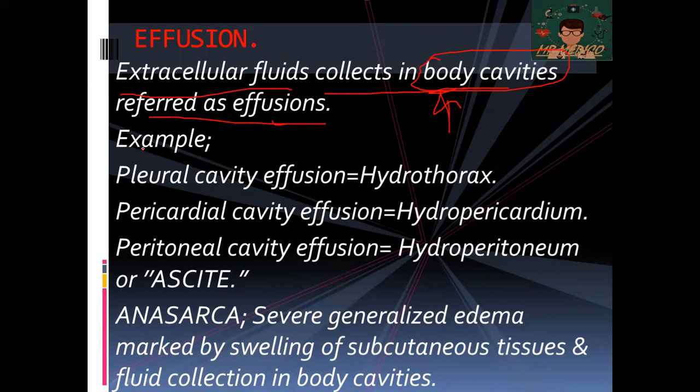For example, when the extracellular fluid gets accumulated in the pleural cavity, the condition is known as hydrothorax. When the same fluid accumulates in the pericardial cavity, it causes a condition known as hydropericardium. When the same extracellular fluid accumulates in the peritoneal cavity, it causes a condition known as hydroperitoneum or ascites. Anasarca means severe generalized edema, which is marked by swelling of subcutaneous tissues and fluid collection in the body cavities.